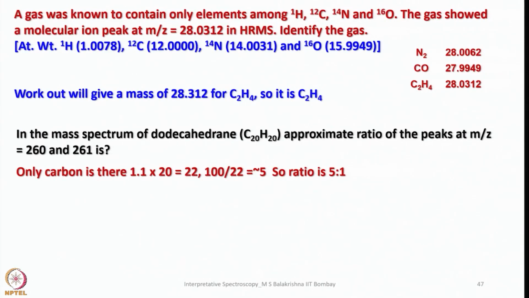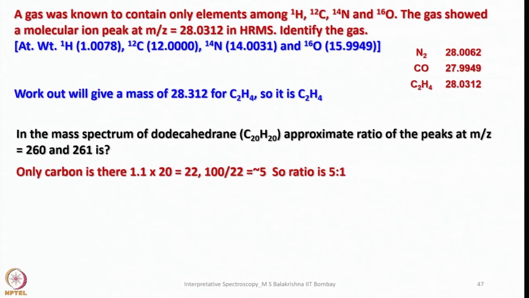So now look into one problem here. A gas was known to contain only elements among 1H, 12C, 14N and 16O. The gas showed a molecular ion peak at mass to charge ratio of 28.0312 in high resolution mass spectrum. Identify the gas. So here the information we need is the atomic weight of these four elements.